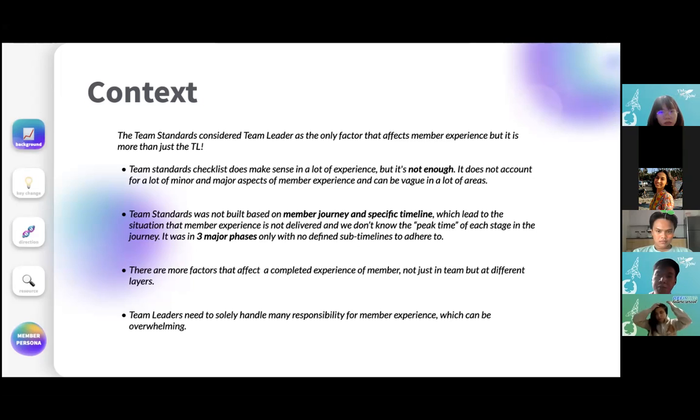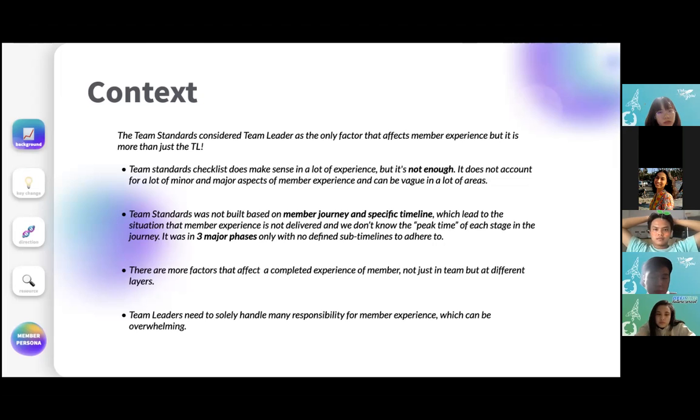Now, coming to the next point, team standards were not built on member journey and specific timeline. Team standards are just for team management purposes, and they don't necessarily define how a membership journey would look. If we have a membership journey in ISEC, how would it look if team standards are implemented along with it? That is why we always had trouble understanding the timelines, and how they can support both aspects. How can member experience support team standards, or how can team standards support member experience? This led to a situation where member experience is not delivered and we don't know the peak time of each stage.